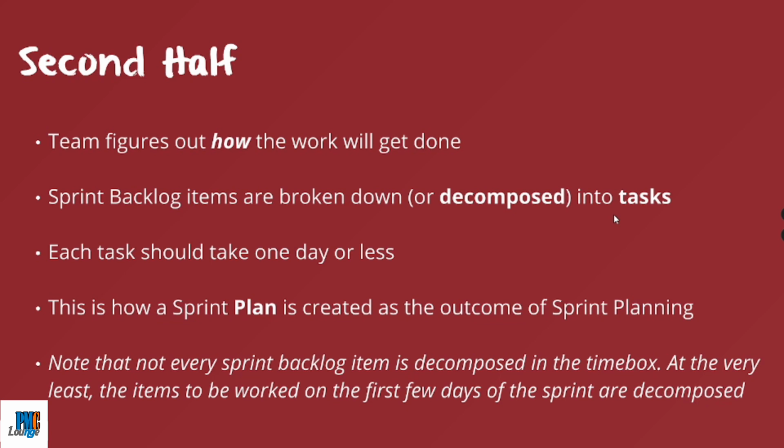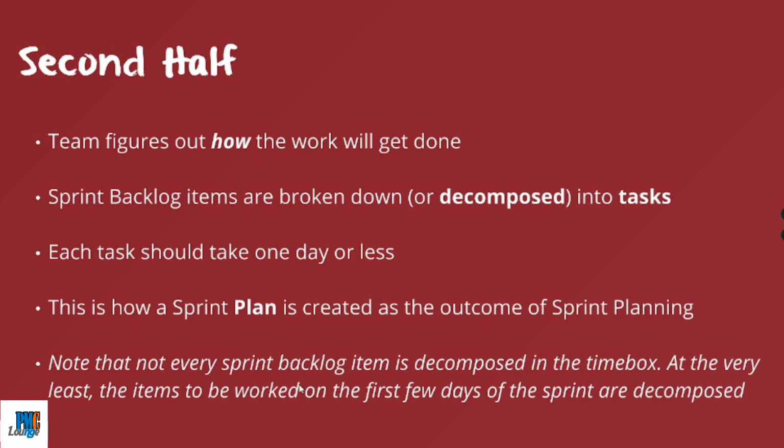So in the second half, the sprint backlog items are decomposed into tasks. And what are these tasks? Each task should take 1 day or less to complete. So whatever the item that you have broken down into tasks, whatever that task is, should not exceed 1 day. Now that's how a sprint plan is created. Sprint plan is, of course, the outcome of the sprint planning meeting, which is what we are talking about.